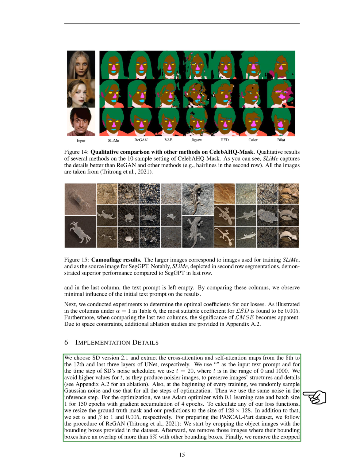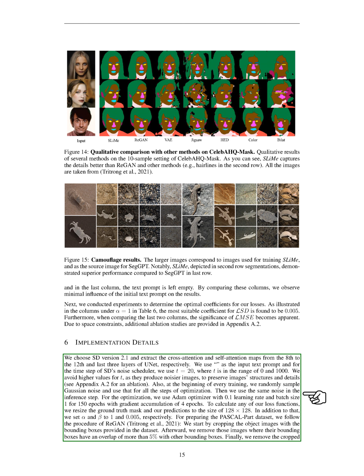In terms of implementation details, we used SD version 2.1 and extracted the cross-attention and self-attention maps from specific layers of UNet. We used an empty string as the input text prompt and set the time step of SD's noise scheduler to 20, avoiding higher values to preserve image structure and detail. We also used Gaussian noise at the start of every training and the same noise in the inference step.